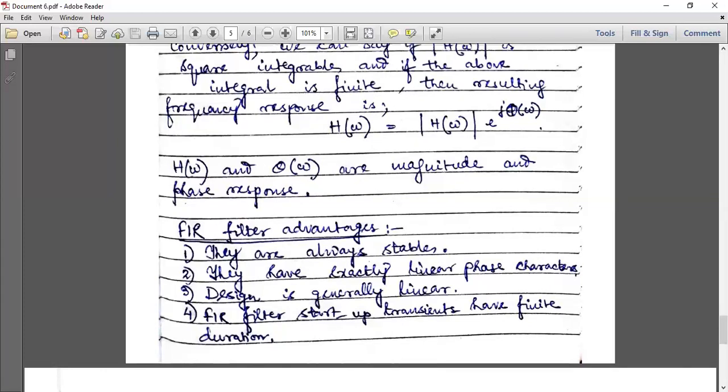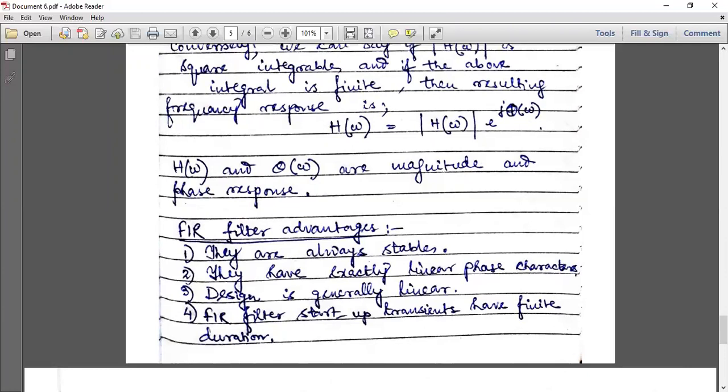Very important. Remember, again I am repeating. The magnitude response |H(omega)| cannot be zero over any finite band of frequencies, although it can be zero at certain individual frequencies. Why? Because the integral becomes infinite.